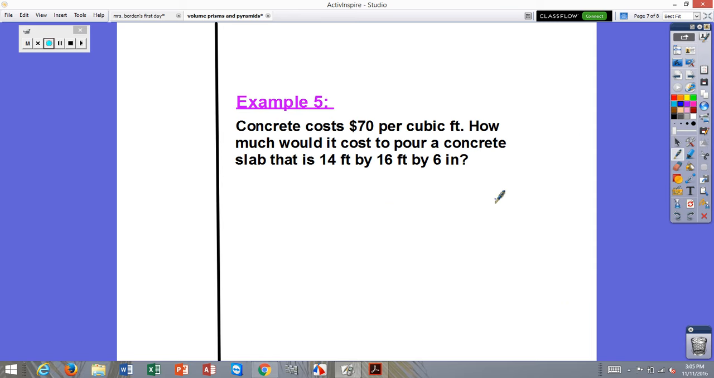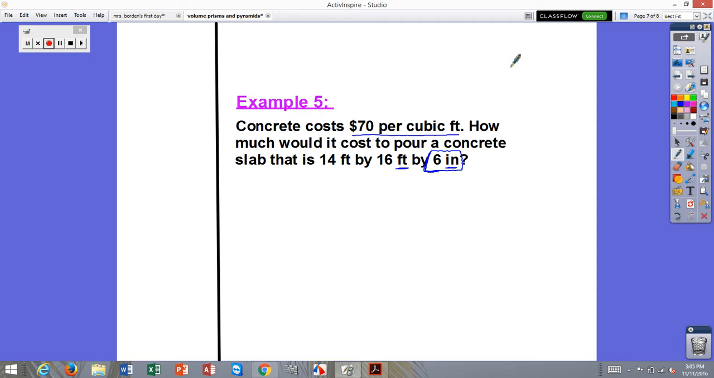Okay, let's talk about a word problem. Example 5 says concrete costs $70 per cubic foot. How much would it cost to pour a concrete slab that is 14 feet by 16 feet by 6 inches? We've got a dimensional change here. We're talking about feet. Our price is in cubic feet, but we have an inches measurement. So we need to make a choice of converting. And it would be easier for me to convert the 6 inches into how many feet that is.